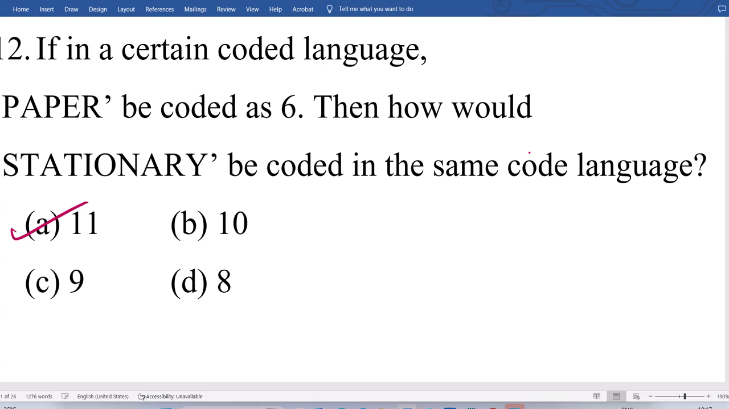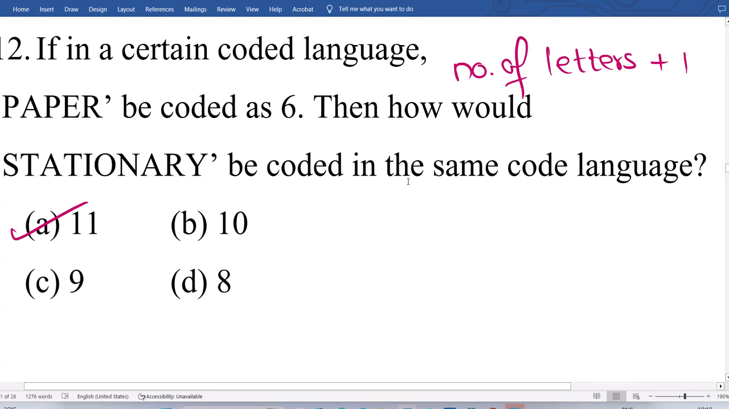11. Number of letters plus 1. Paper has 5 letters, they gave 6. Stationery has 10 letters, so it should be 11. Number of letters plus 1 logic. In coding and decoding, one simple logic regarding the number of letters they give. Right.